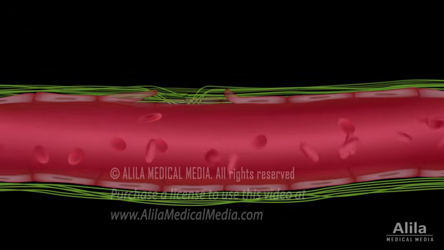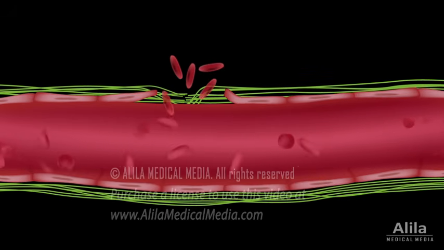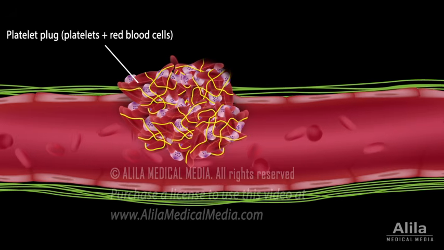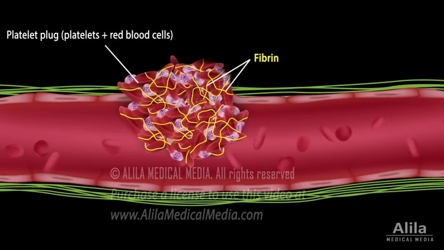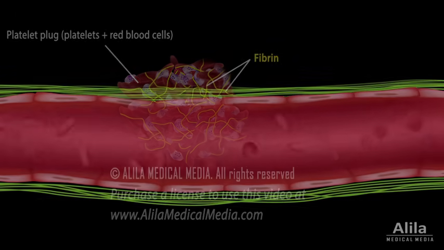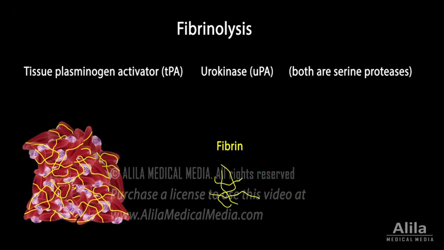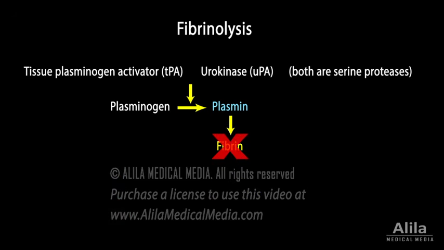Coagulation is a physiological process that is critical for the control of bleeding. Blood loss is stopped by formation of blood clots that seal the breaks in blood vessels. A clot is essentially a platelet plug reinforced with strands of the protein fibrin, the final product of the coagulation cascade. However, once the vessels are repaired and bleeding stops, blood clots must be dissolved to restore blood flow. In this process, called fibrinolysis, tissue plasminogen activator, TPA, and urokinase, UPA, convert plasminogen to plasmin. Plasmin then cleaves fibrin and dissolves the clot.